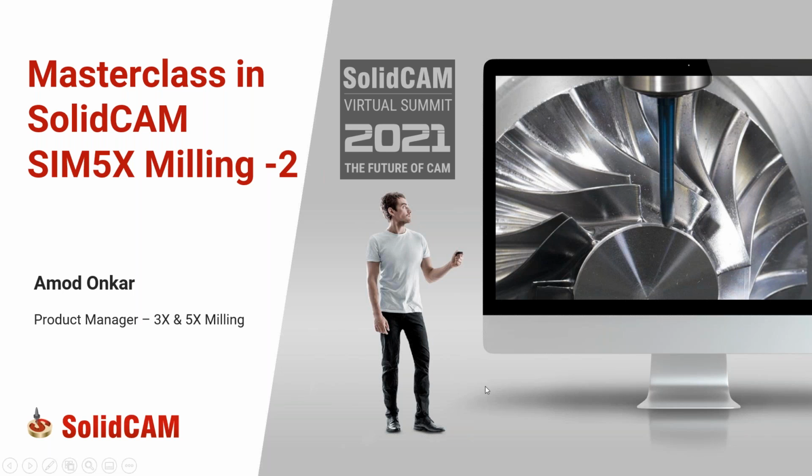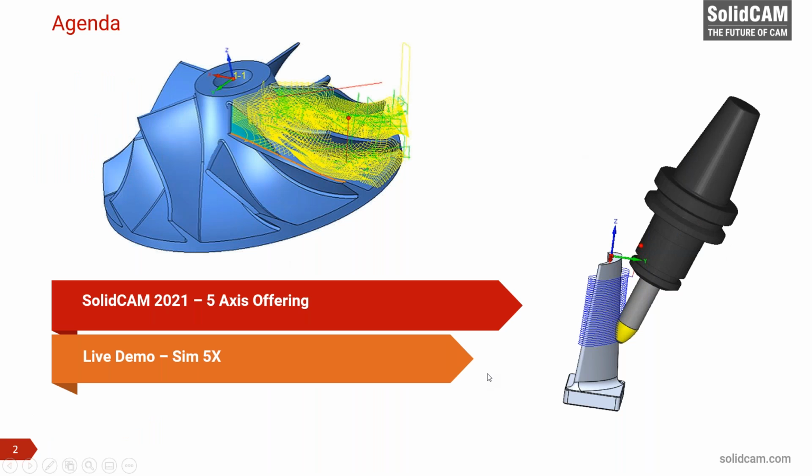So today, again, we are going to see the following 3 things: the 5-axis offering that we have been seeing since Part 1, we will see live paths, and then I'll summarize at the end whatever we did today.